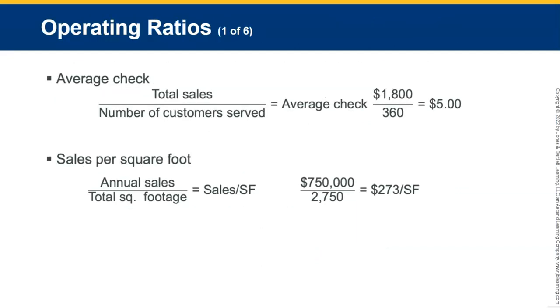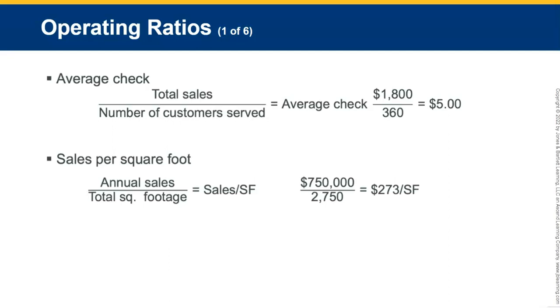Some other formulas for operating ratios would be the average check. To get the average check, you're going to take total sales divided by the number of customers served, which tells you the dollar amount for the average check. So if our total sales was $1,800 and we served 360 people, that means that our average check was $5.